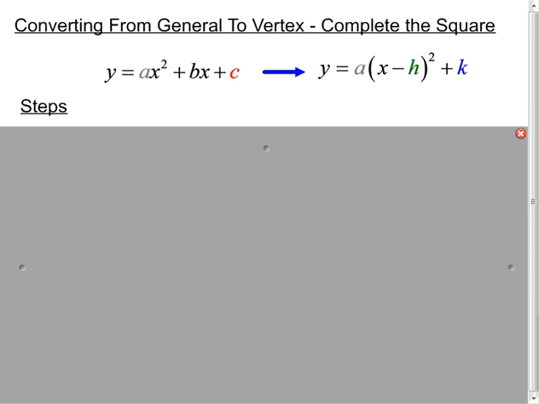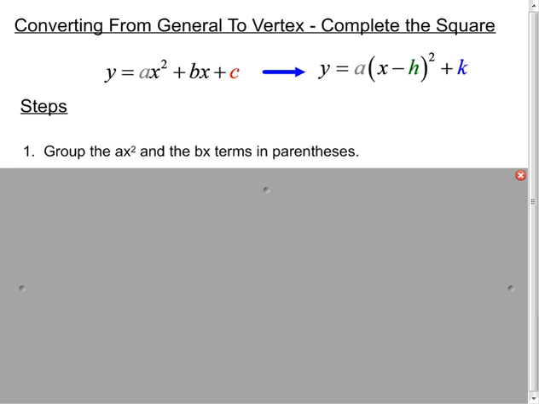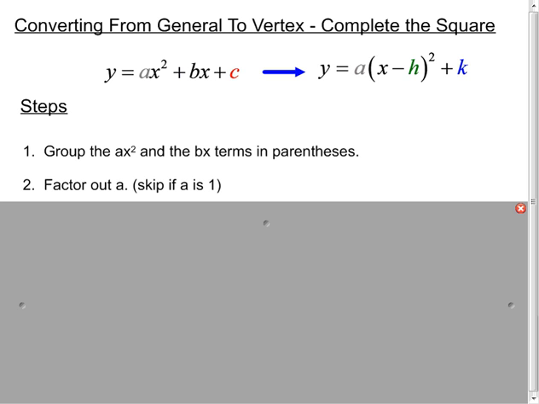Now there are some steps here that I'm going to try to refer back and forth to as I do the example on the next slide. They are: group the ax squared and the bx terms in parentheses, is step 1. Then step 2, which is factor out a. Now you're not going to need to do this if a is 1, so you can skip this. If a is not 1, the problem is a little more complex, which tends to make sense. When a is not 1, we've seen that it makes problems more complex when we factor. It's going to be more complex here too.